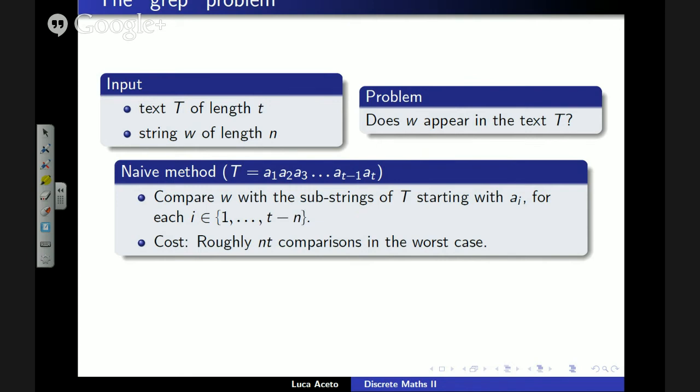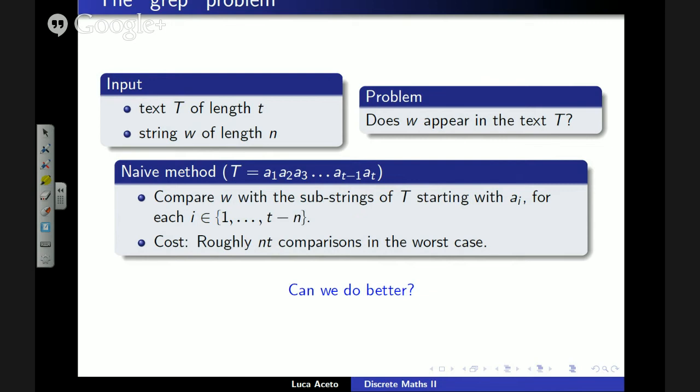So roughly, that's why I say roughly, you do n times t comparisons. Now, since t is really, really long, that's too much. You want to be more efficient if you can. The question is, can we do better? And of course, this is a rhetorical question, otherwise I would not ask it.